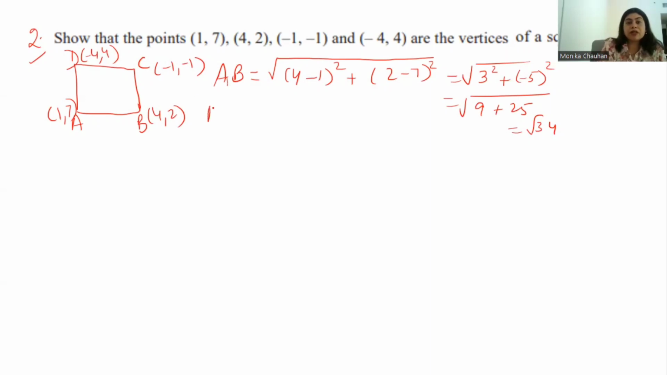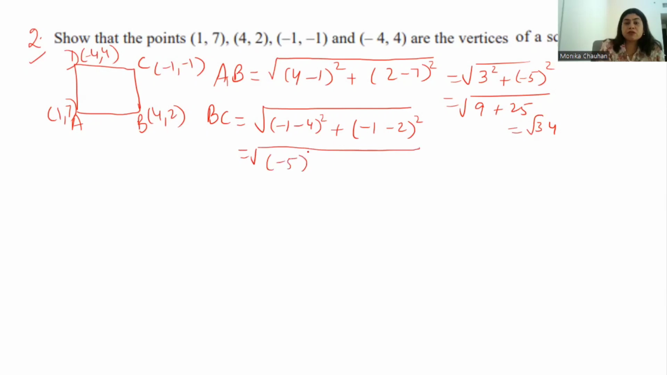Next, we are going to calculate for BC. So for this, we have x2 minus x1. Here my x2 will be minus 1 minus 4 whole square and y2 is minus 1 minus 2 whole square. So it becomes minus 5 whole square plus minus 3 whole square. Do you see that you are getting exactly the same kind of numbers, 25 plus 9, which is equal to the square root of 34. Exactly, we are getting the same thing, yeah?